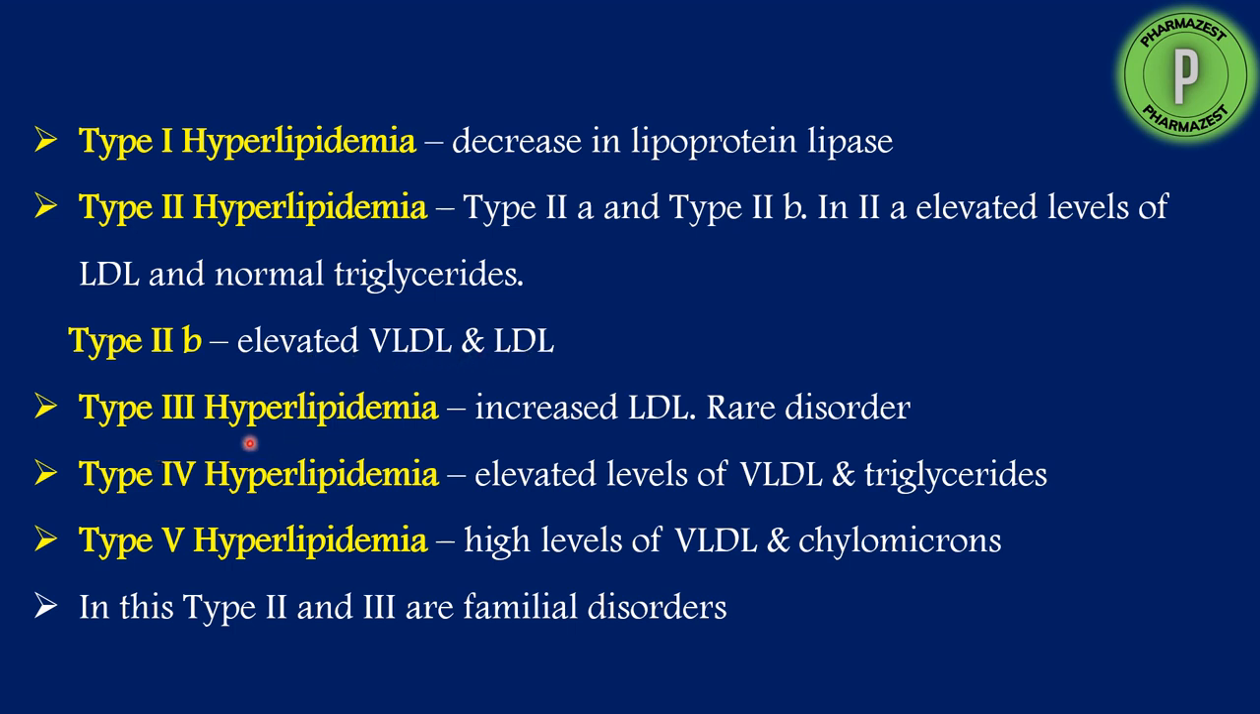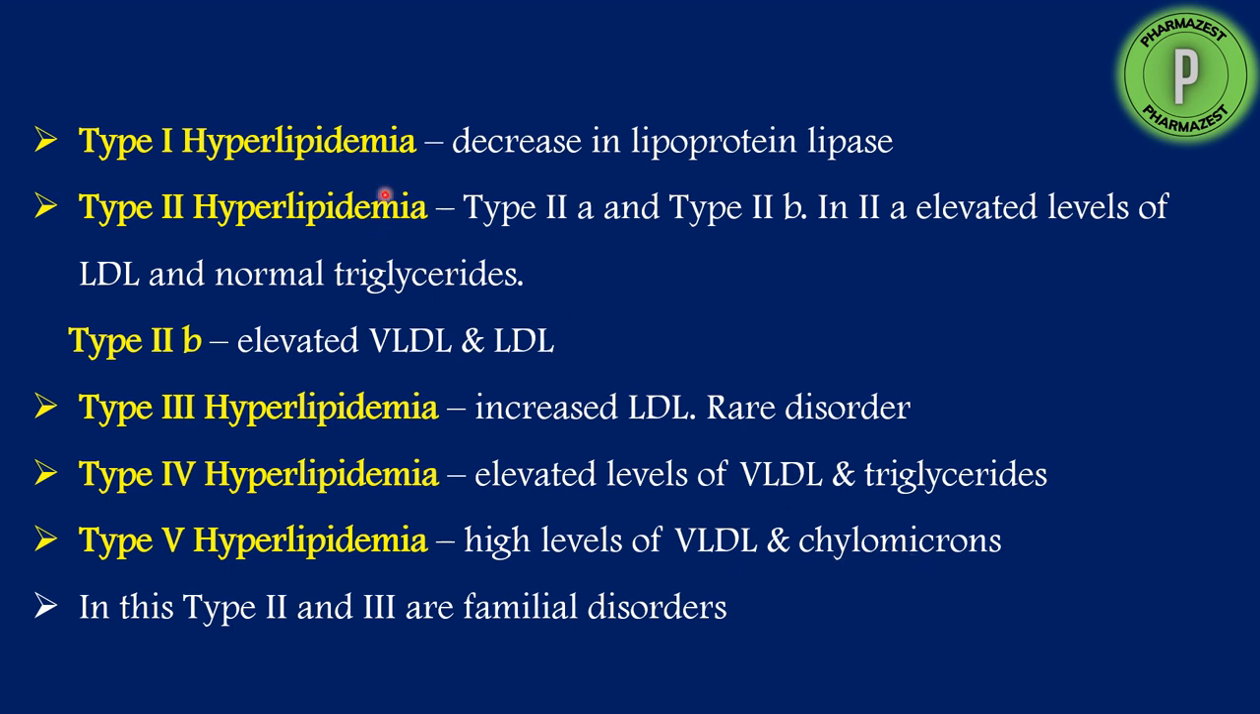Type 3 is a rare disorder. In this we have increased LDL, that means low density lipoproteins. And then we have type 4 hyperlipidemia. In this there are increased levels of VLDL and triglycerides. And in type 5 there are high amounts of VLDL and chylomicrons in the body.